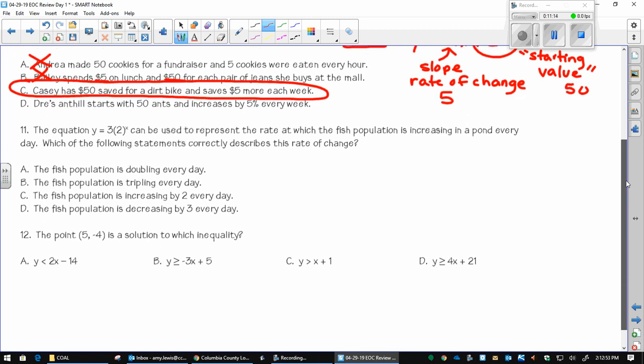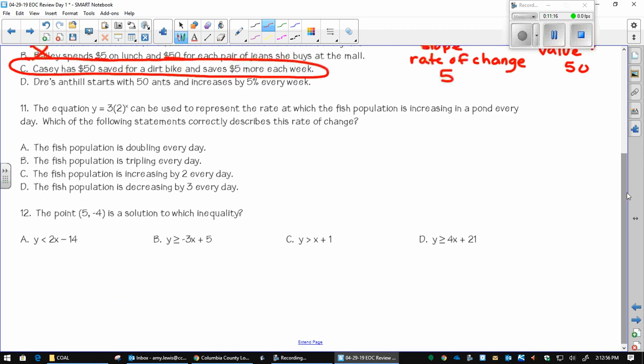Okay, for number 11, the equation y equals 3 times 2 to the x can be used to represent the rate at which the fish population is increasing in a pond every day. So let's remember what we know about exponential equations. Remember that a is always our starting value, or maybe initial value.